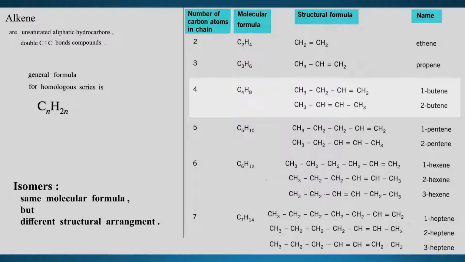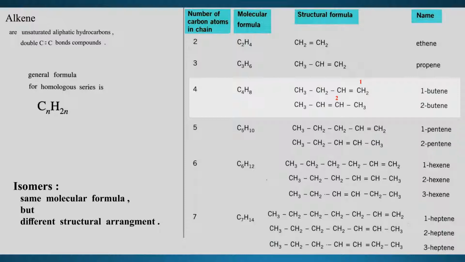The position is this way: 1, 2, 3, 4. It is on position 1, so you call it 1-butene. The second one: 1, 2, 3, 4, position 2, you call it 2-butene. So you base it on the position.